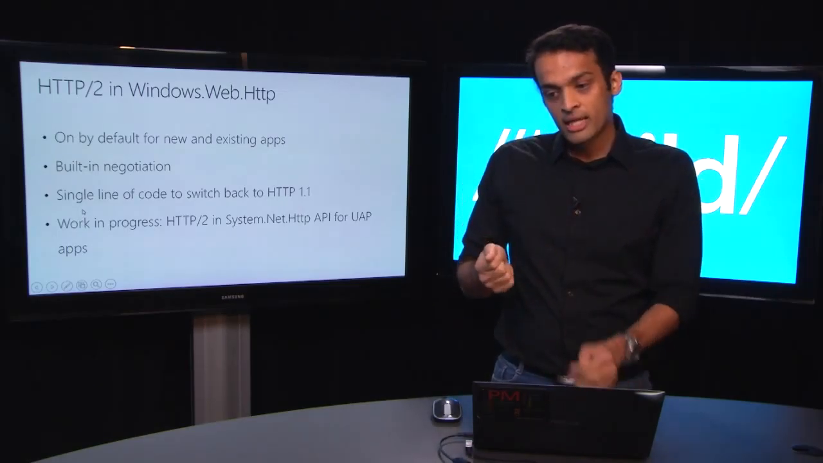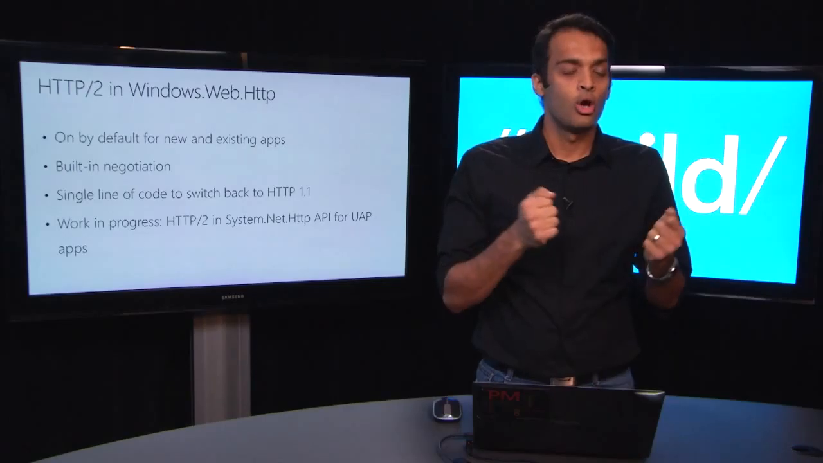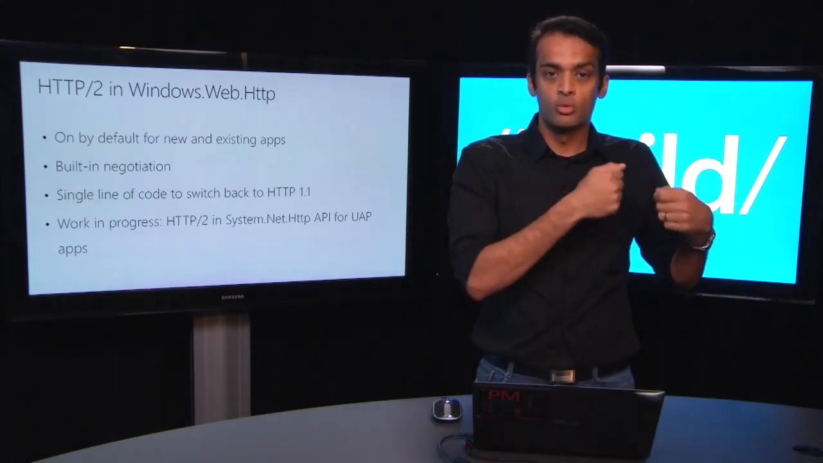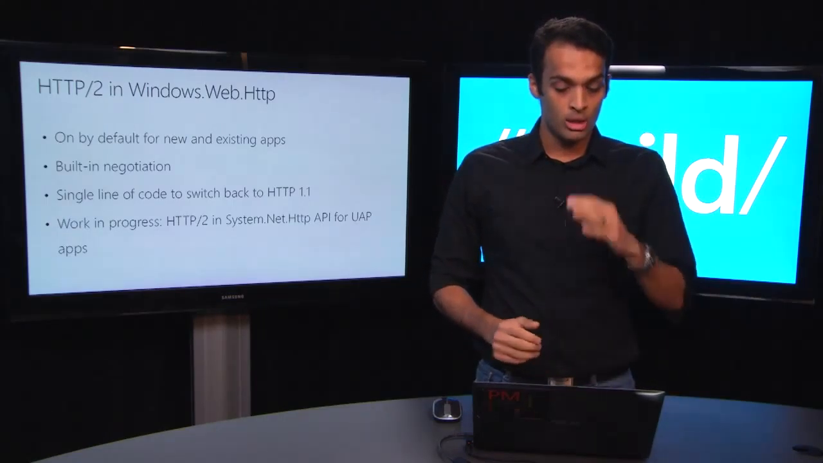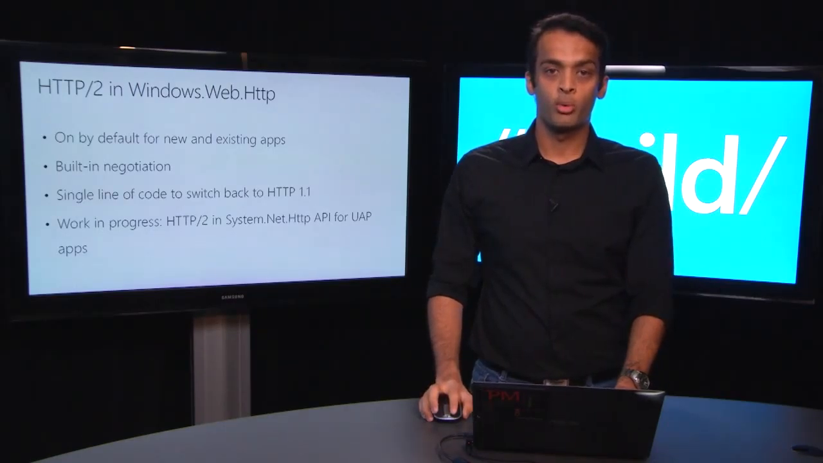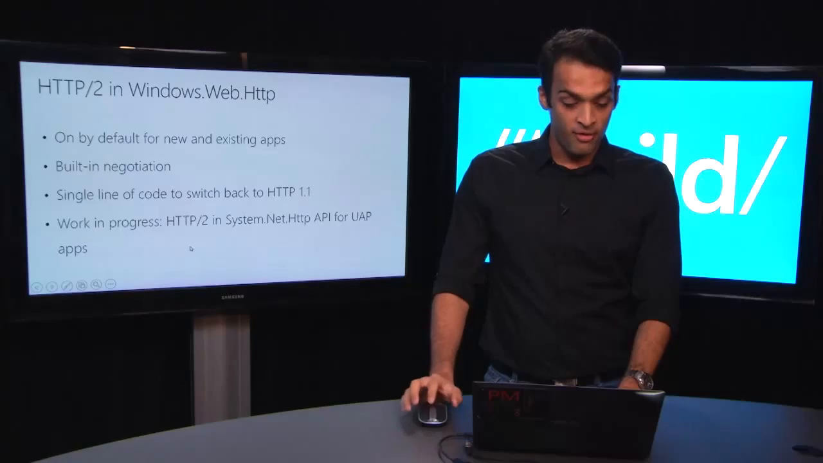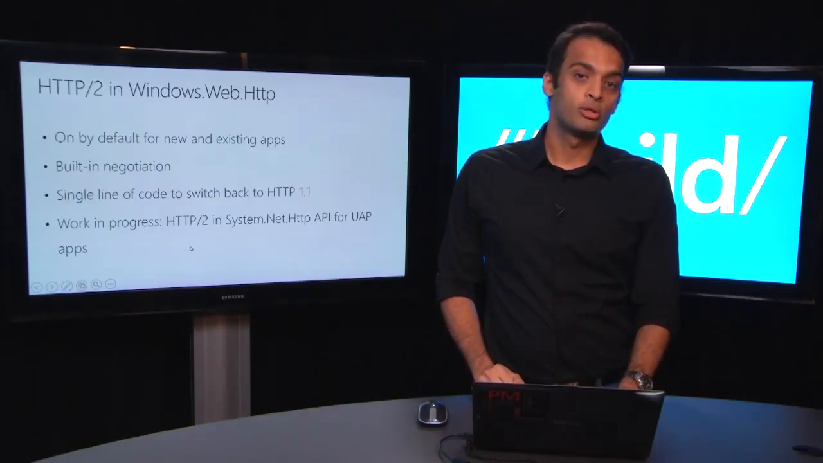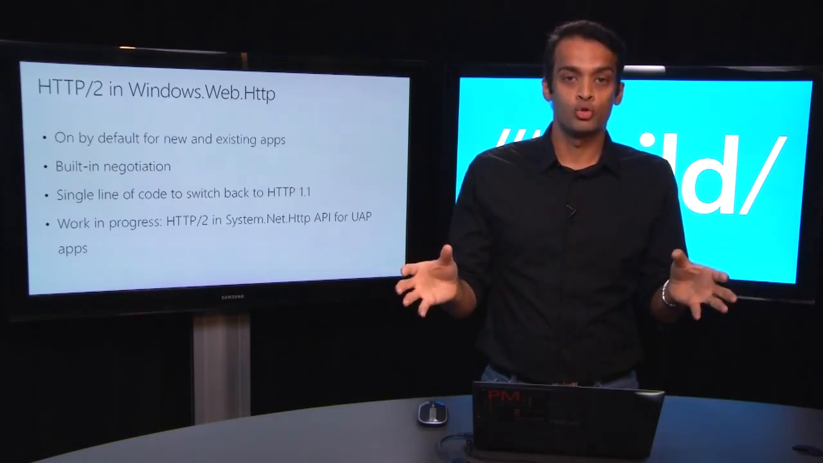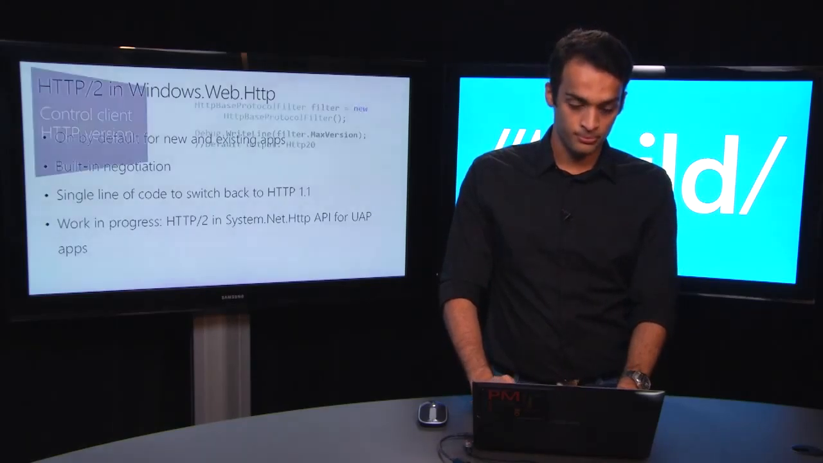However, we do understand that there might be times when the HTTP2 version of the server has a bug, or you are just trying to bring up both client and service endpoints, and you're still working through your debugging. So it's a single line of code change to explicitly switch back to HTTP 1.1. We'll soon see a code fragment of how to do that. And finally, we are also working on enabling HTTP 2 support in the .NET API, so that no matter which API you choose to write your UAP app, you would get HTTP 2 support built in.